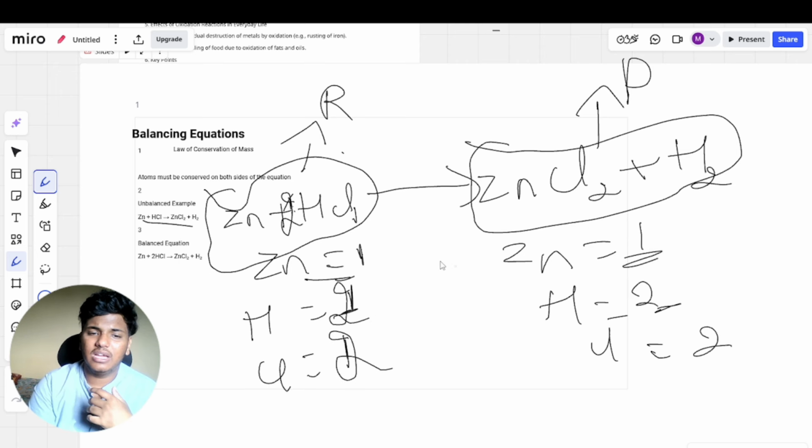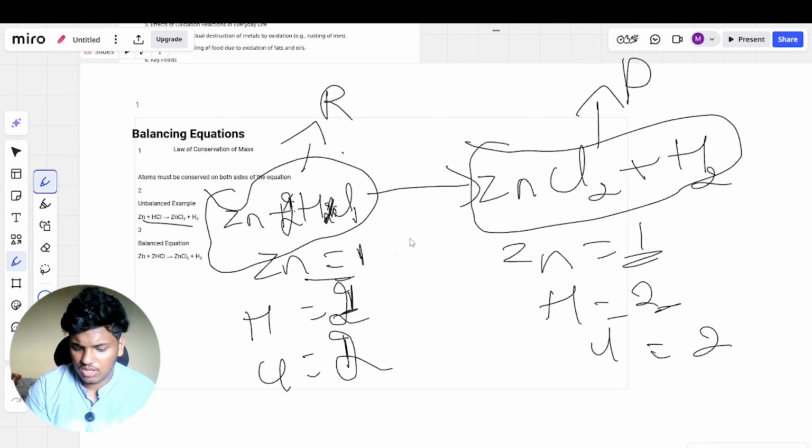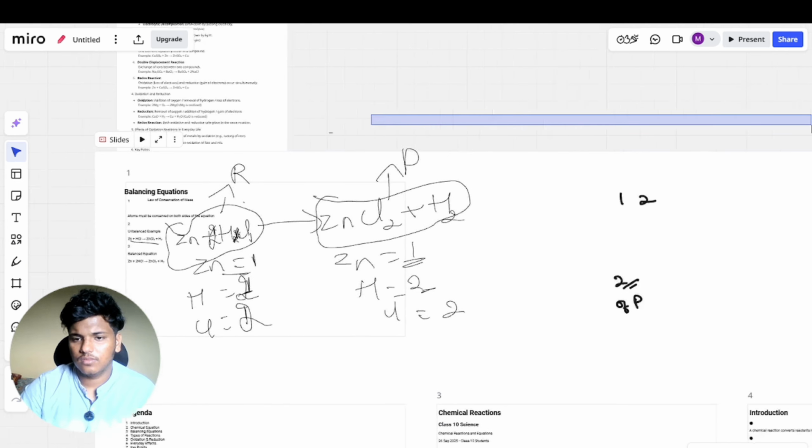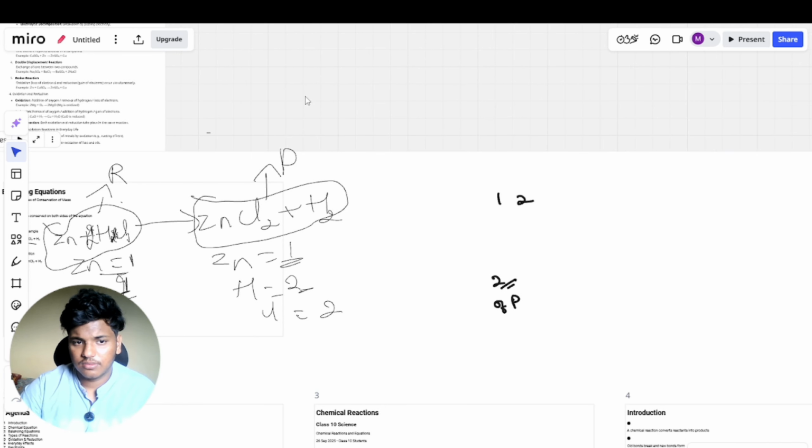You might wonder why we have to use a number which we multiply at the front of the compound. It is very necessary. Let me give you another reason. You cannot use your number just to multiply over here. You always have to multiply at the front of the compound. That's how balancing equation works. So let me give you some other questions to solve from balancing equation. Let's see the questions.